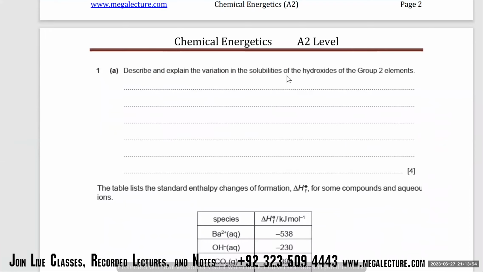Now, describe and explain the variation in the solubility of the hydroxides of group 2 elements. Lewis question, 4-mark, ठीक है? So what you're going to write is that down the group, वो लिख लेते हैं, एक दफा लिख लेते हैं, बाकी फिर होते हैं. So down the group, what happens?